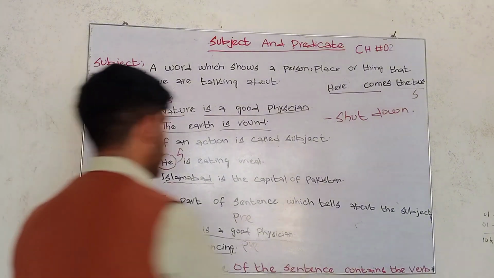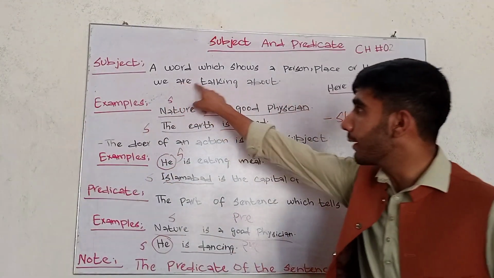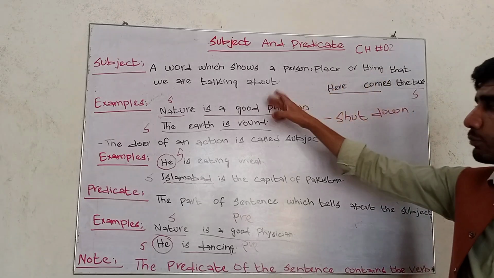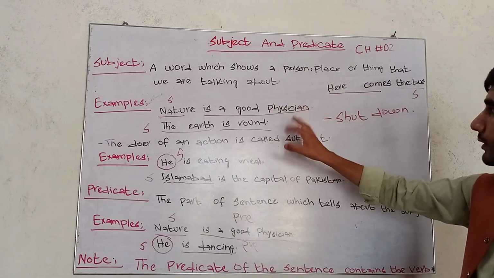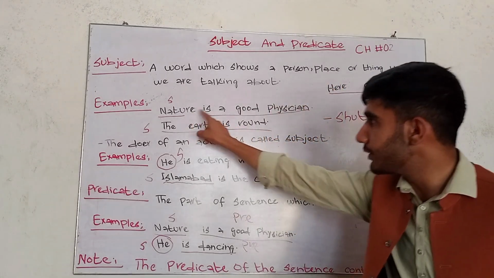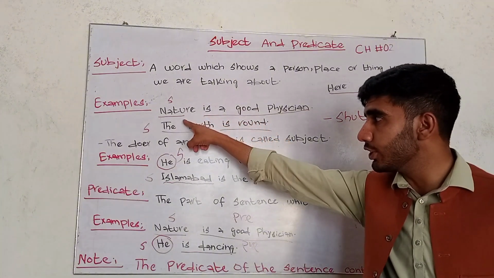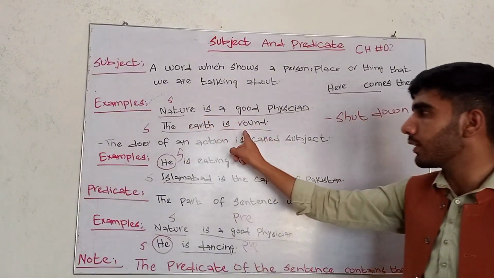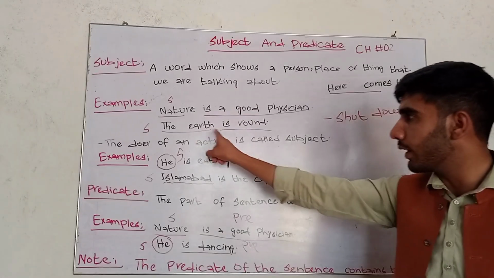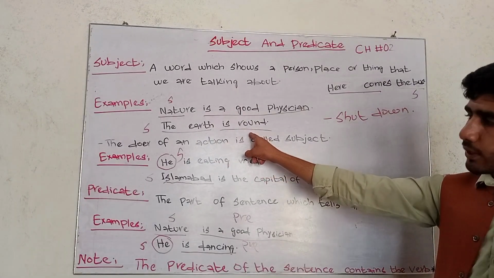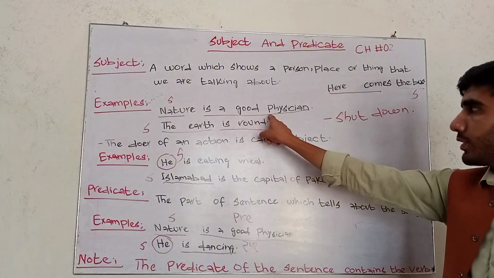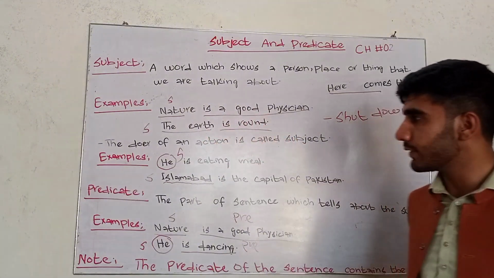Again, I am discussing this topic: the part which shows a person, place, or thing that we are talking about is called the subject. For example, nature is a good physician. In this definition, nature is a subject because we are talking about nature. The earth is round, because we are talking about the earth. "Is round" is a predicate, but the earth is the subject.